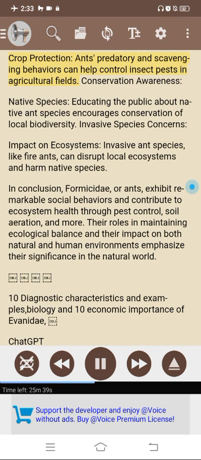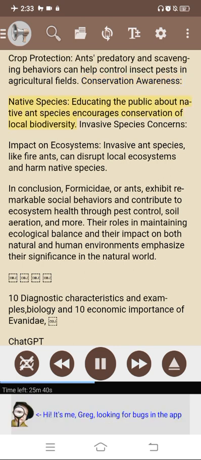Agricultural benefits. Crop protection. Ants' predatory and scavenging behaviors can help control insect pests in agricultural fields. Conservation awareness. Native species. Educating the public about native ant species encourages conservation of local biodiversity. Invasive species concerns. Impact on ecosystems. Invasive ant species, like fire ants, can disrupt local ecosystems and harm native species.